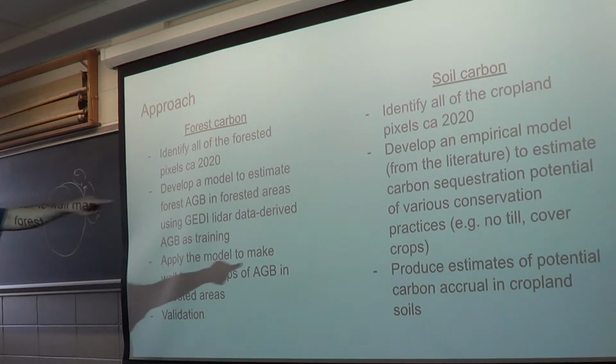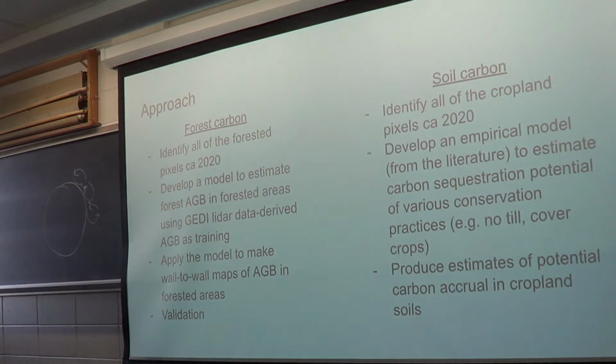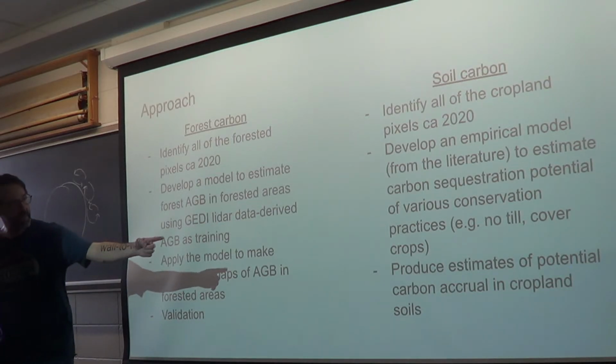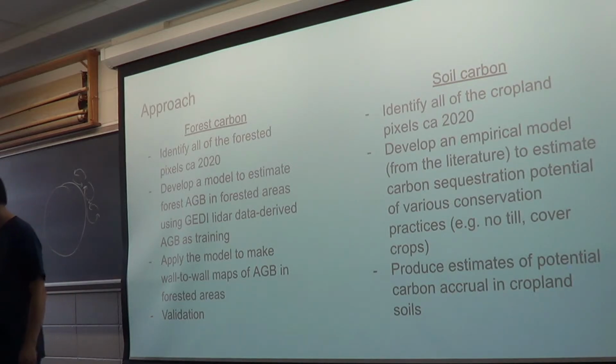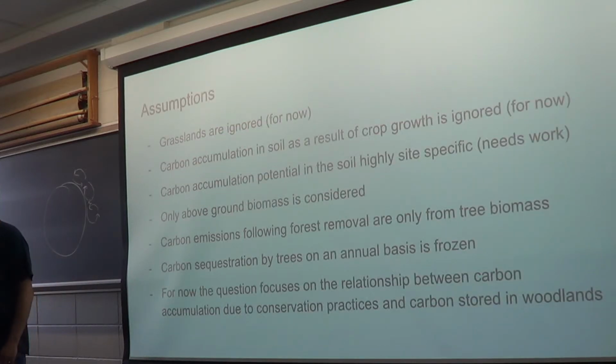And then, under these practices, no-till and cover crop practices, we can read numbers from that literature and then maybe use that as a paint-by-number idea. Now, I understand that that's a crude approach, but it's a starting point because it's a pretty complicated problem to solve, in my opinion. So then we produce estimates of potential carbon accrual in soil, and combine the two data sets for scenario analysis, and then we're going to look at a few scenarios. So, assumptions: you may agree or disagree with these assumptions, and some of these are strong assumptions, so I'm actually looking for your feedback here.